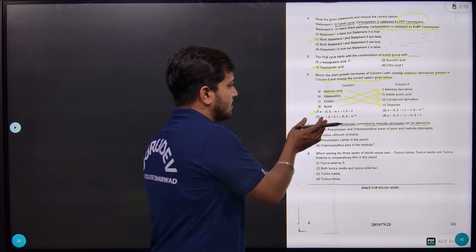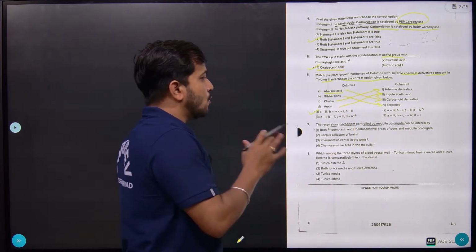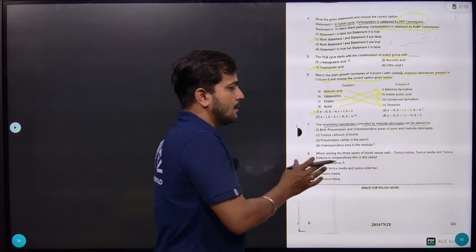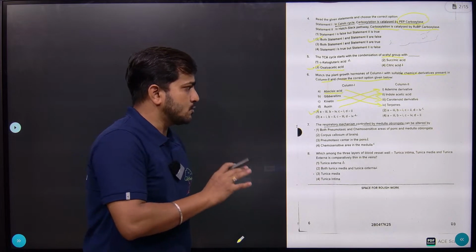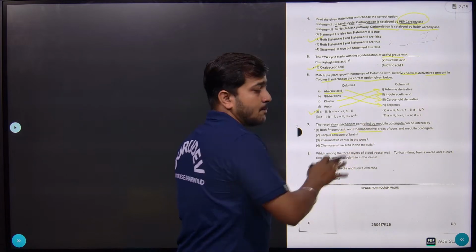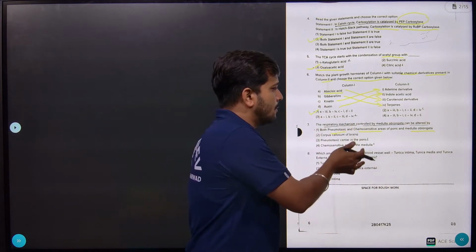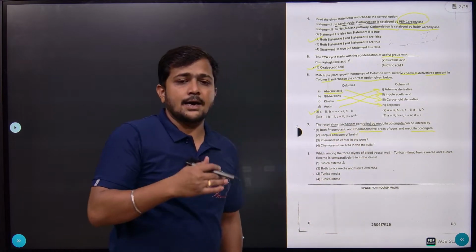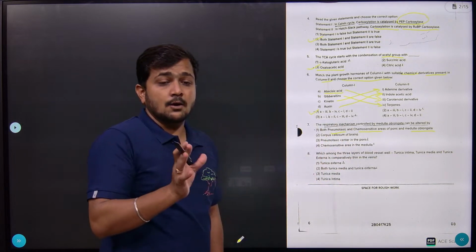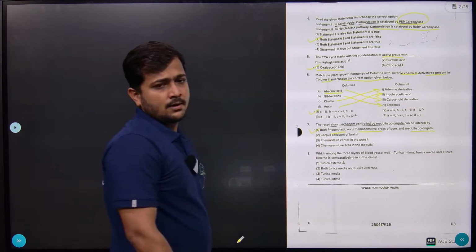Then the next one is that the respiratory mechanism controlled by the medulla oblongata can be altered by whom? The pneumotaxic center, which is part of the pons, can control the respiratory rhythm. Then the chemosensitive area, which is part of the medulla oblongata, can control pH as well as CO2, so that proper rhythmic regulation of respiration can be carried out. So here, option 1 is correct.